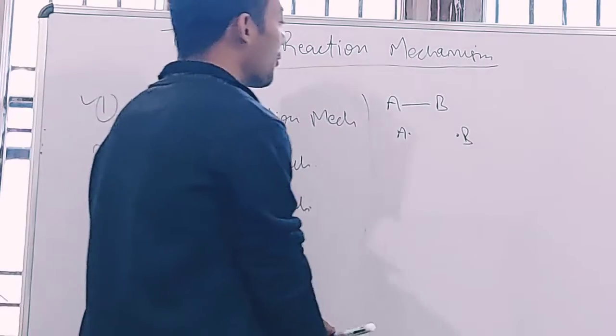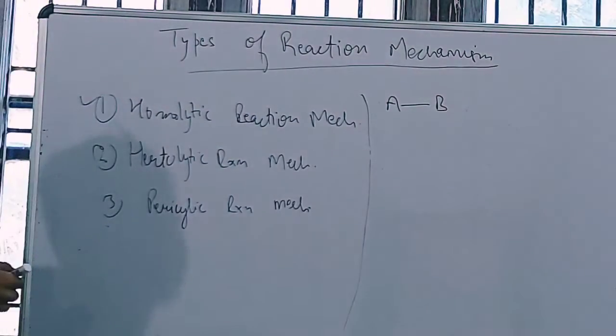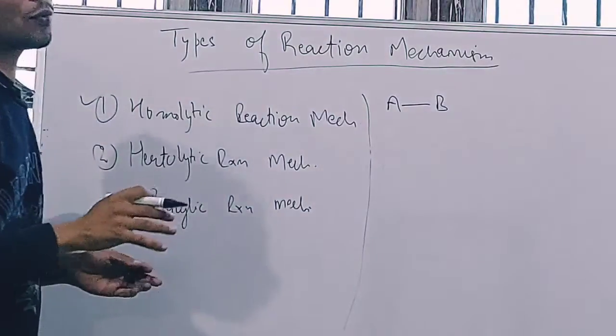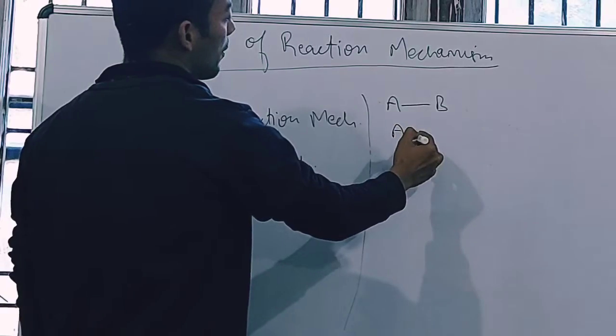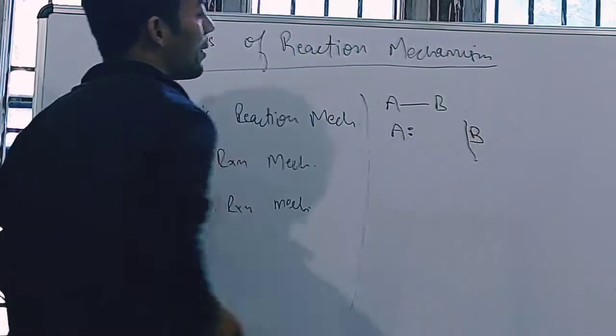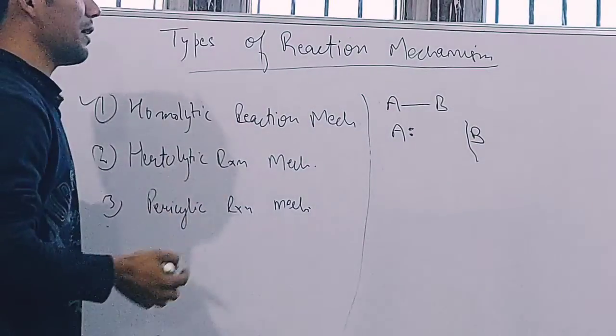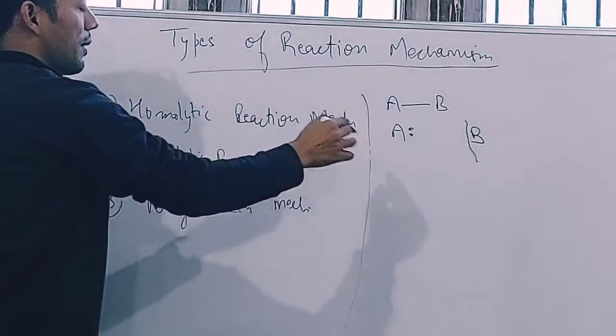Now, what is heterolytic reaction mechanism? In heterolytic reaction mechanism, both the electrons will go to one species. Suppose this is A and B forming a bond. Both electrons will go to one species, and the other atom will not be having any electron from this bond. So both electrons have gone to one species.